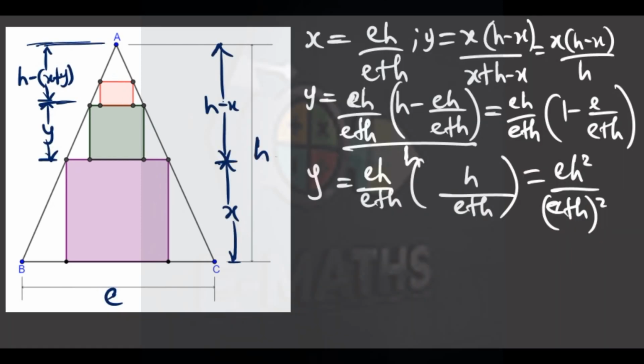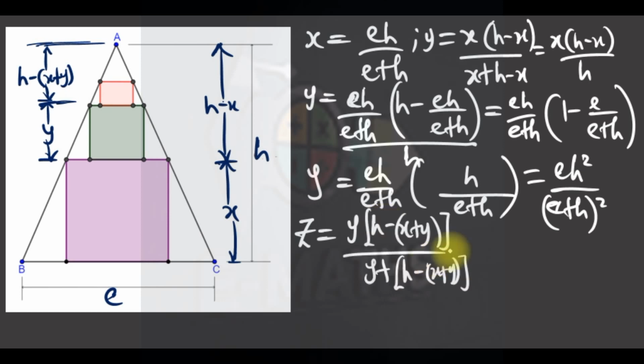So let's finish off with z. For z, the height is h minus x plus y, and the base of the triangle is now y. So we have y times h minus x plus y over y plus h minus x plus y, which is equal to y times h minus x minus y over h minus x.